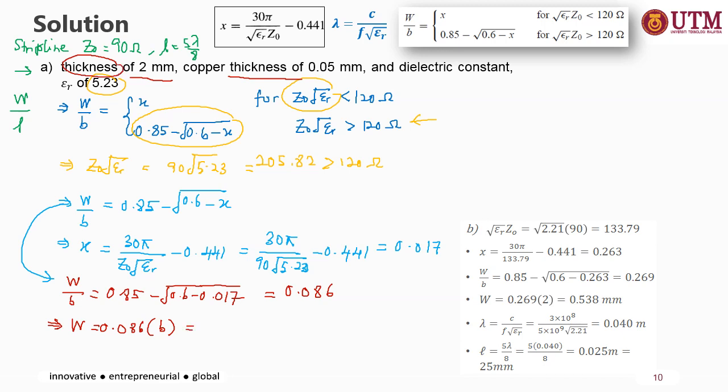So in this case, 0.086 multiplied by 2 mm. So your W will be equal to 0.172 millimeter. Okay, so please be careful with the unit. If you want to use millimeter, use millimeter for all calculation, or else you need to convert it into the standard unit, meter.